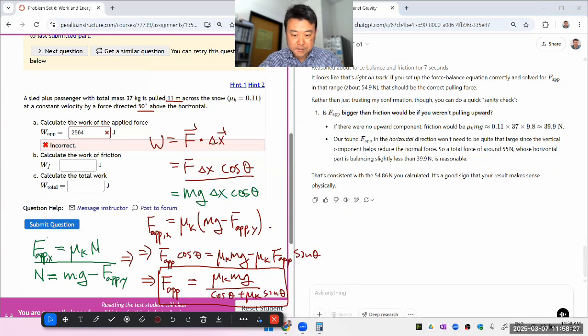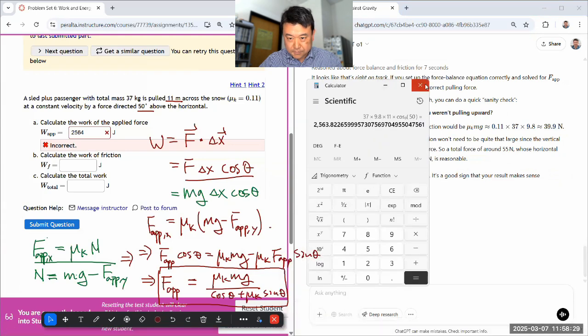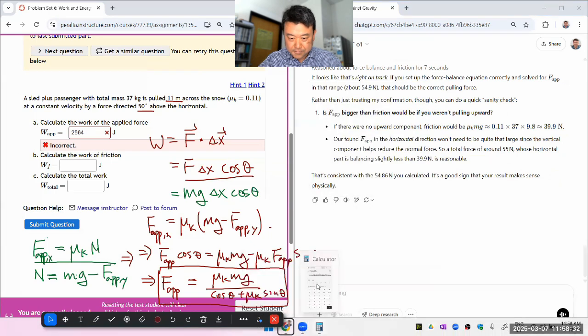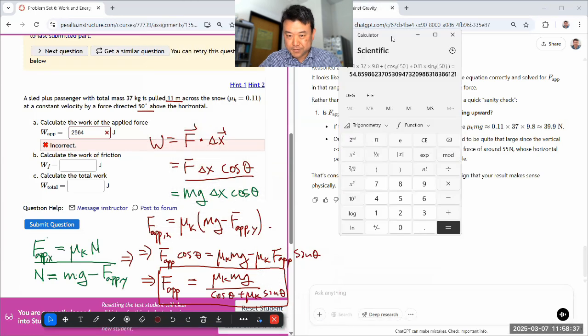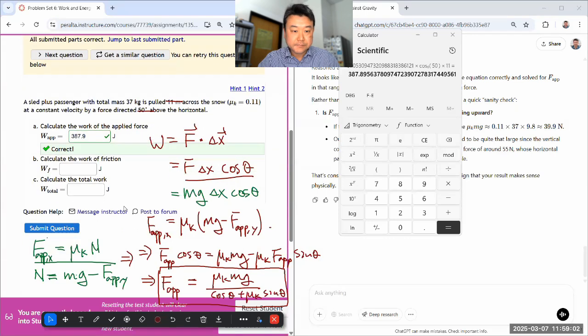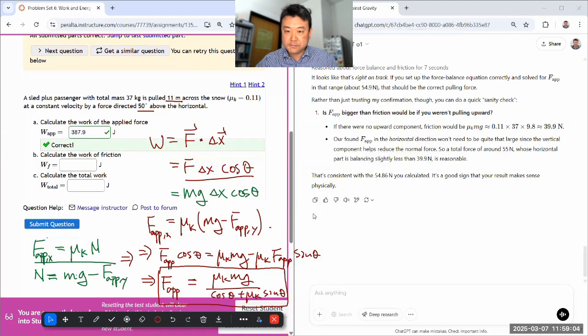Where is it? Well, not that. All right. Okay, take that expression, multiply that by cosine 50 degrees. That's force times cosine theta times, now I need a delta x, 11, times 11. So I get 387.9 joules. Yeah. So I'll say, okay, I got it right.